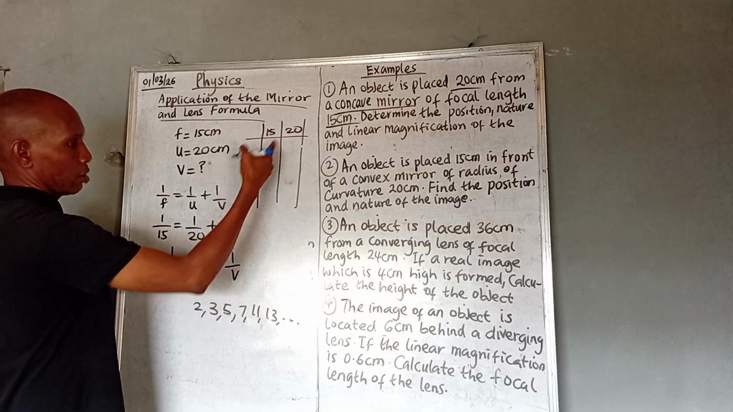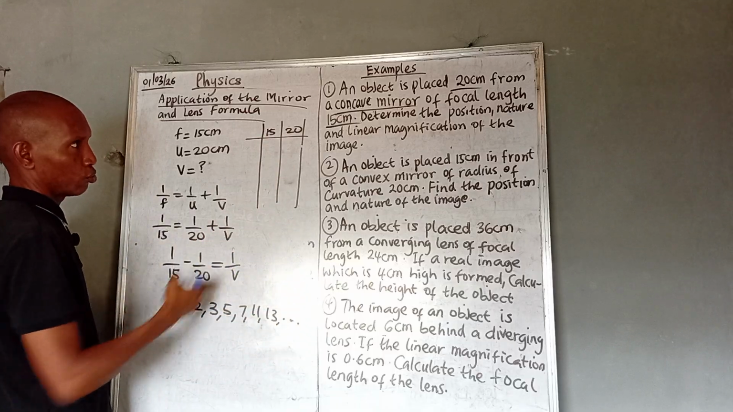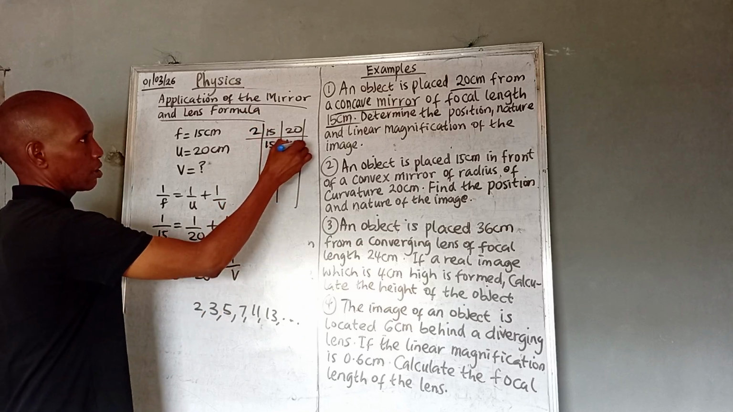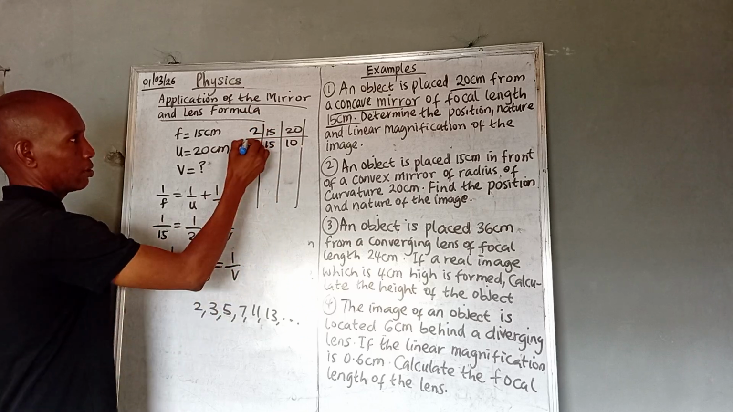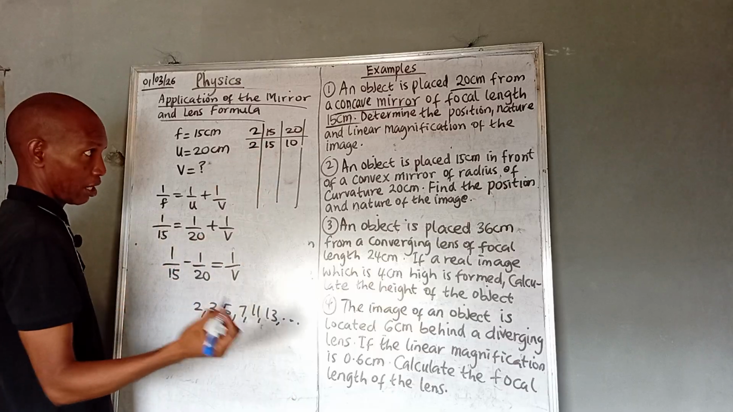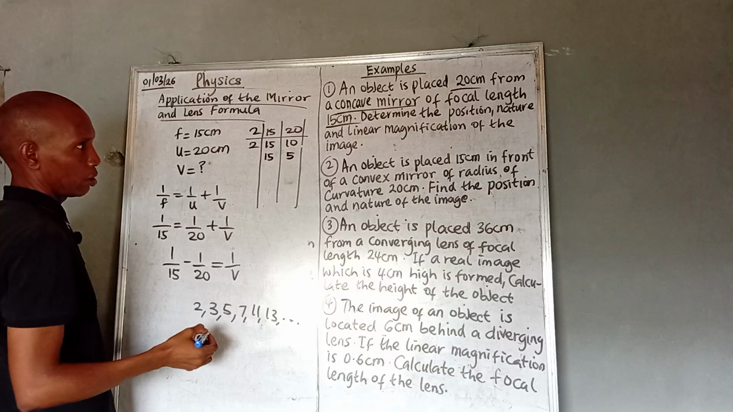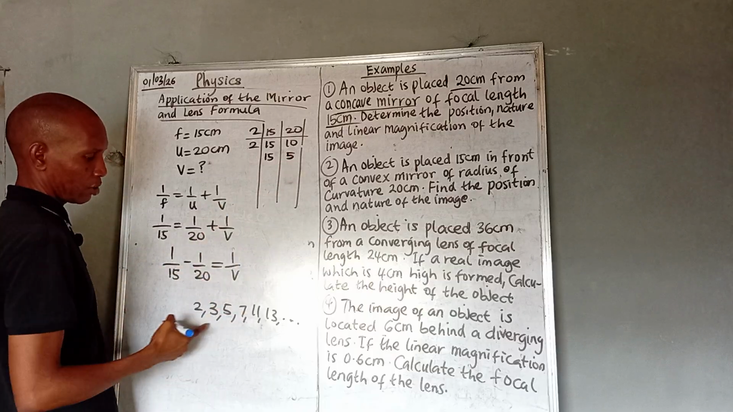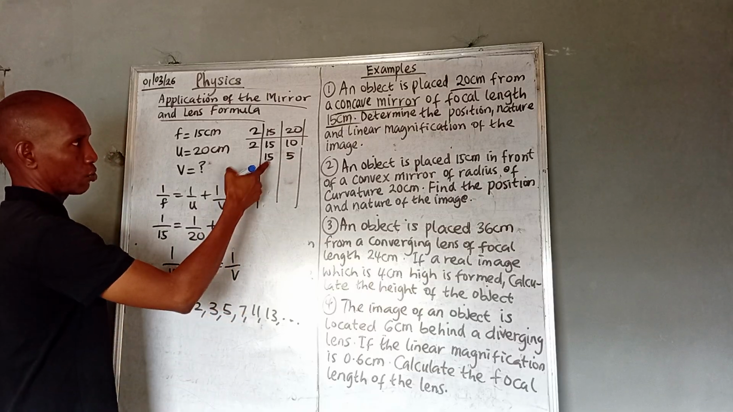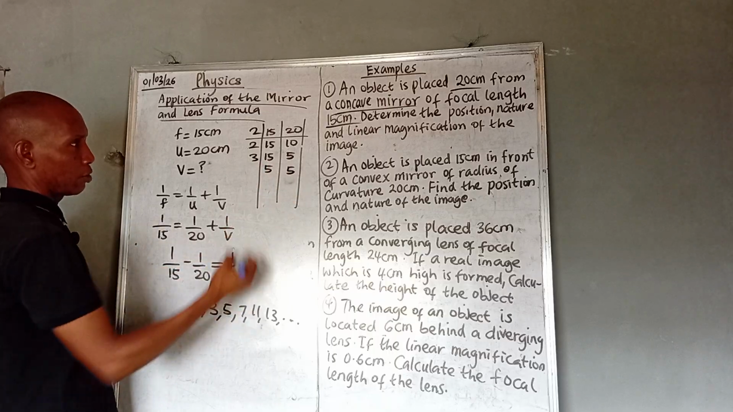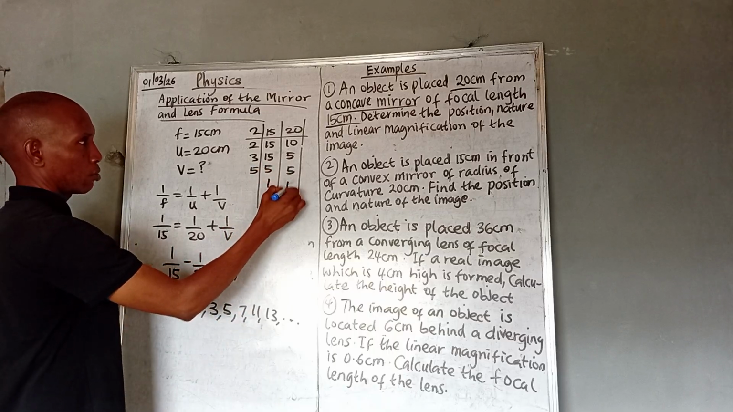So the first prime number is 2. 2 can go into 20. So 2 here, you have 15, 10. 2 can still divide the 10, so we keep using 2 until 2 can no longer go. You have 15, 5. Now 2 can no longer go into that. Let's try 3. 3 can go into 15. 3 here, 5, and 5. 3 can no longer go, then 5 here, 1, 1.